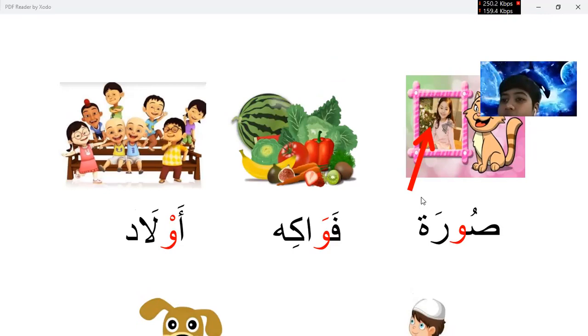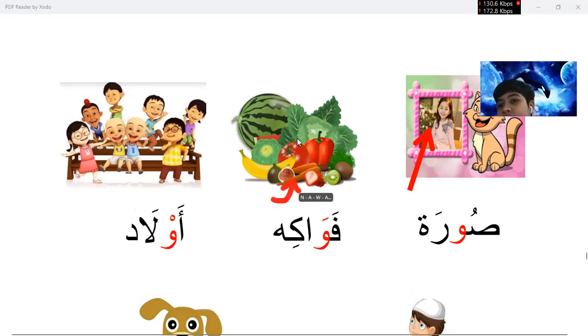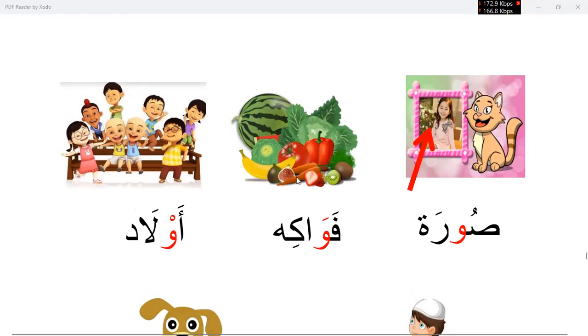But that thing, this thing. Tomato is a vegetable. Okay. Maybe, but the majority of the things are fruit. So fawakeh means fruits, okay?